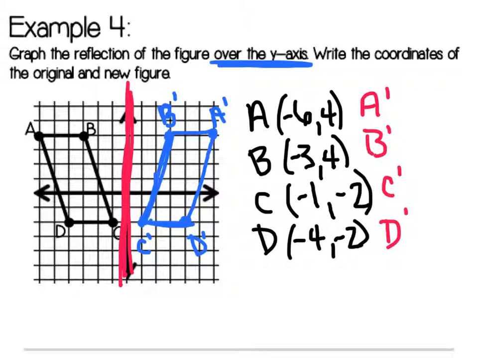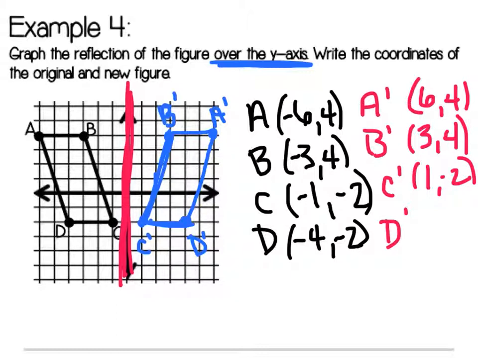Now, taking a look at these ordered pairs, the image of point A is at 6, 4. The image of point B is at 3, 4. The image of point C is at 1, -2. And the image of point D is at 4, -2. Now, taking a look at all of these ordered pairs, what do you see changed? All of the y's stayed the same, but this time all of the x's changed signs.